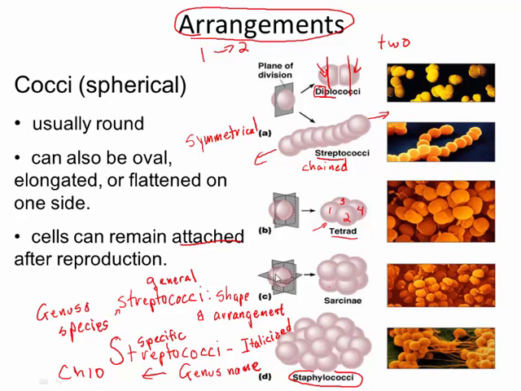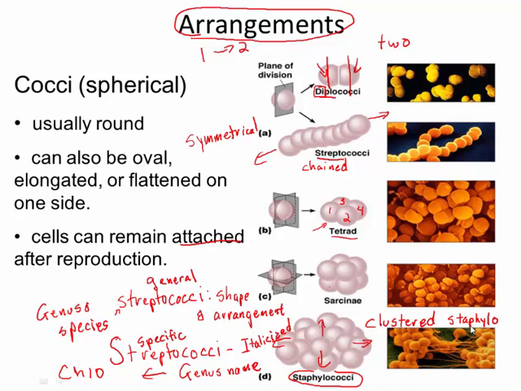What if you can divide lengthwise and widthwise? What if you can divide along 3 planes? What happens is you can grow outward. You can also grow in this direction as well. What we end up forming is sort of this clustered arrangement. That clustered arrangement is described by the prefix staphylo.